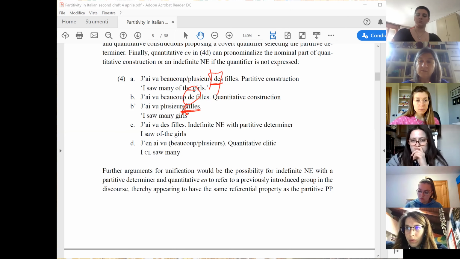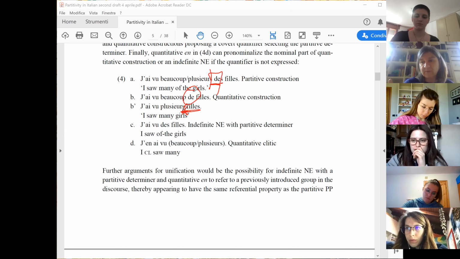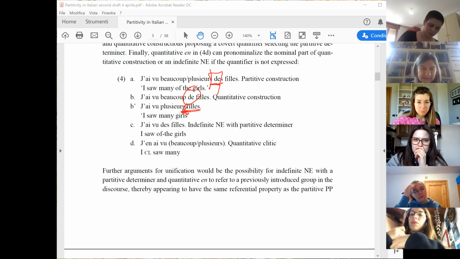Also in the quantitative construction with plusieurs. And you see, if we start saying that the quantitative construction with beaucoup and with plusieurs, after all, they are the same construction, I myself would like to say that they are to be unified, okay? I may ask you, how do you think I can unify it? Well, think about it, okay? We can say that later.